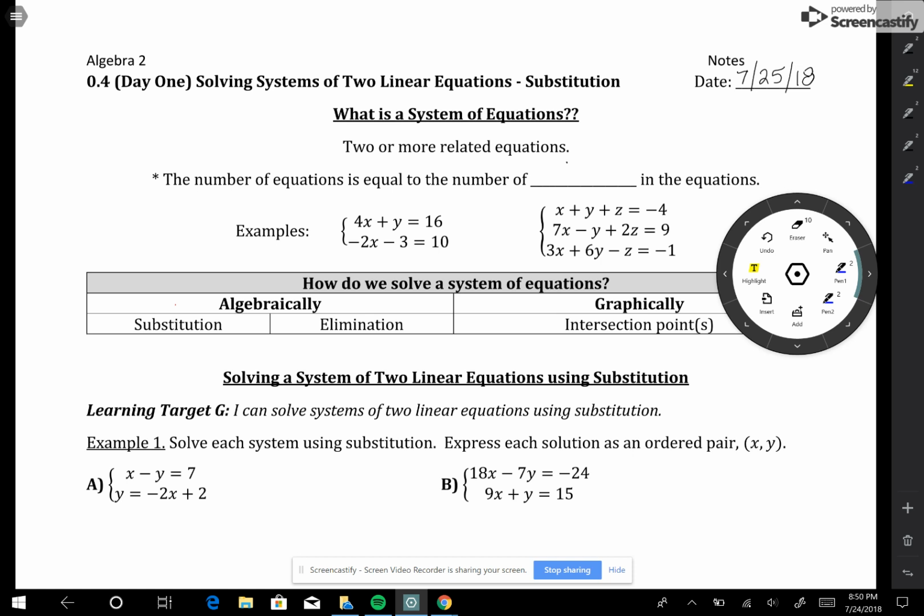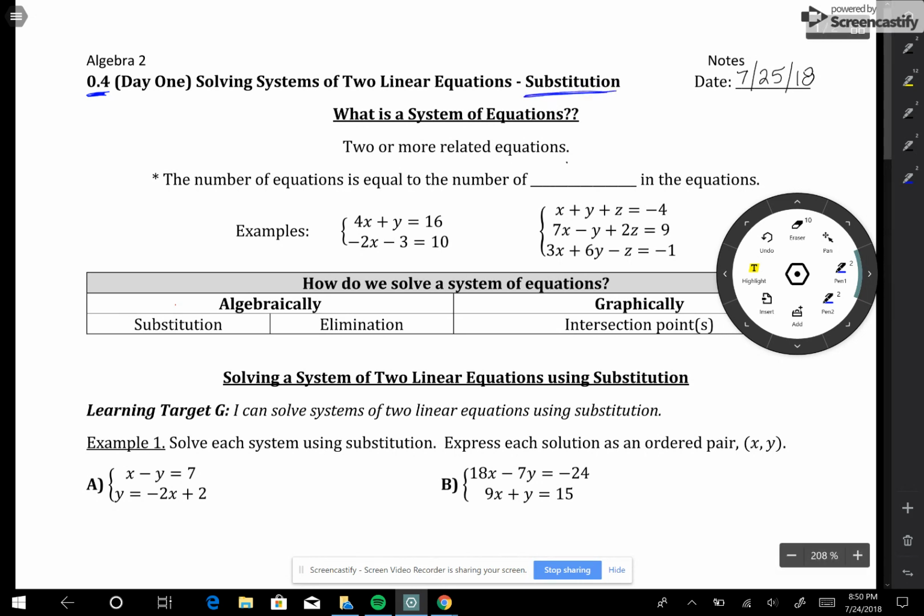Hi everybody, today we're going to start section 0.4, which is involving systems of equations. We're going to spend 3 days on this section, splitting it into different ways of solving, and then we are also going to apply them to real-world situations. This first day, we are going to solve systems of two linear equations using substitution.